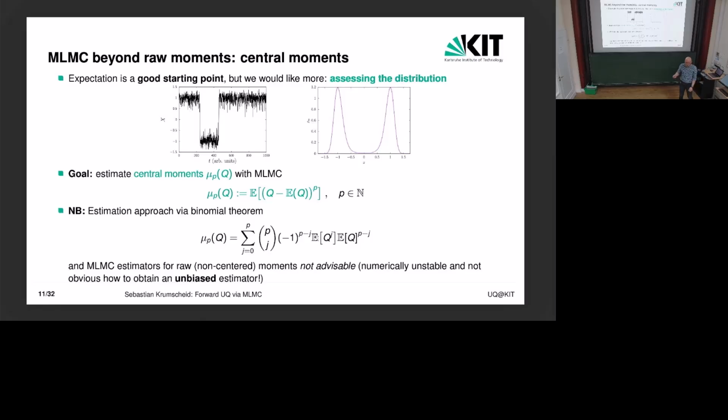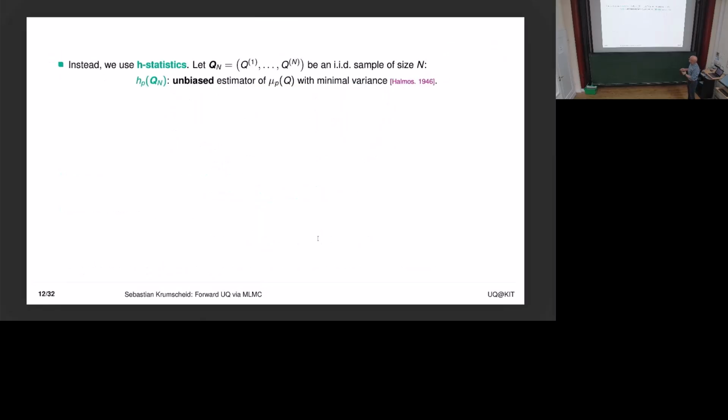So we went to the drawing board and we looked a little bit in the standard statistics literature, and we found the concept of an h-statistic, which in standard Monte Carlo language is precisely this unbiased estimator for a central moment.